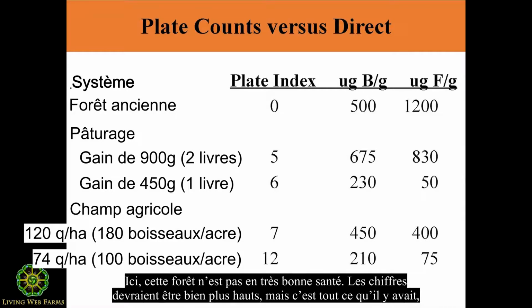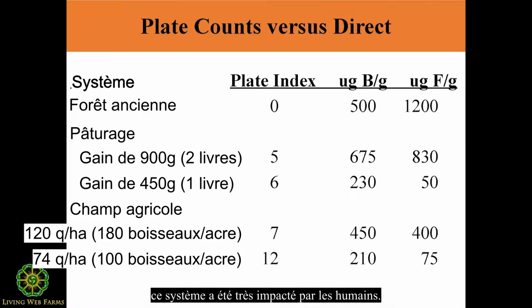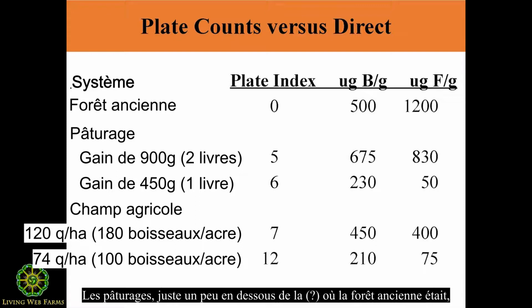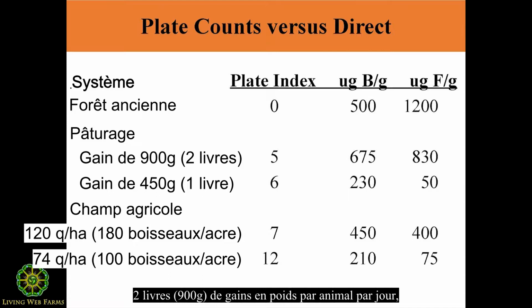So not a really healthy forest here. This should be way higher, but that's what was in this system, fairly human impacted. Pastures, just a little bit down from the crest where the old-growth forest was, 2 pounds of weight gain per animal per day. We're looking at still fungal dominated in that system. And yes, look at that, the bacteria are actually higher earlier in succession because we don't have the fungi competing with them. So the fungi help suppress those bacteria in that old-growth system.